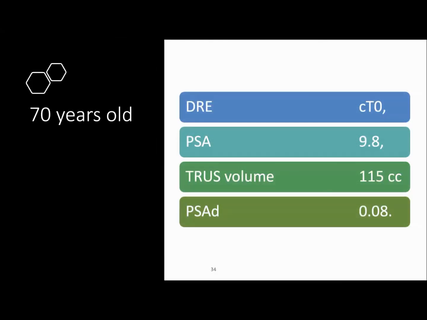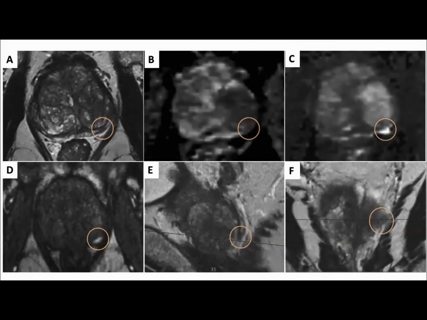A 70-year-old male who has had a rectal examination which showed no nodule, a non-suspicious prostate. His PSA was 9.8. He has got a big prostate of about 115 cc, and his PSA density is 0.08. So in this patient, again, we did an MRI scan, and Dr. Basit is going to take us through this MR scan.